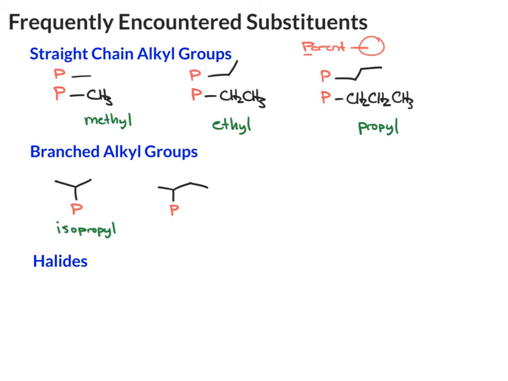Here's a case where the butyl group is attached at the 2nd carbon. If it were attached at just the 1st carbon, that would be a simple butyl substituent. Since it's attached at the 2nd carbon, this is called a sec-butyl substituent. And with this, there is actually a hyphen included here.